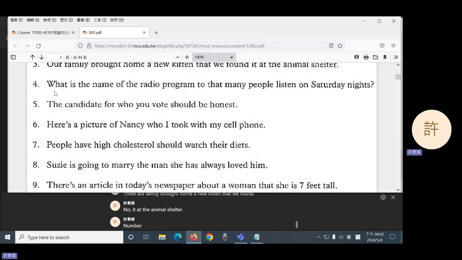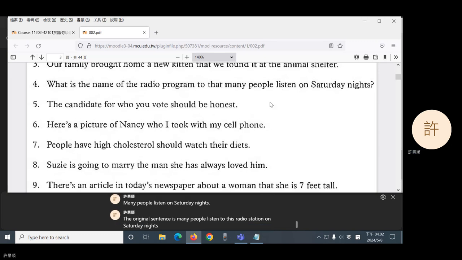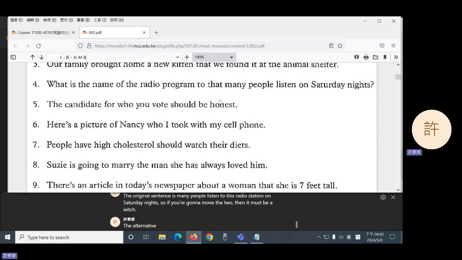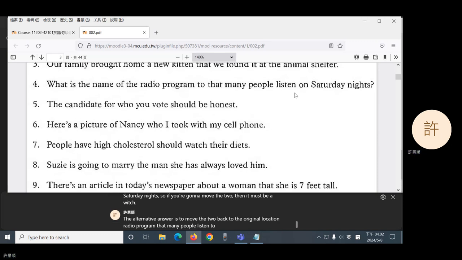Number four, what is the name of the radio program to which many people listen on Saturday nights? The original sentence is many people listen to this radio station on Saturday nights. So if you're gonna move the to, then it must be a which. The alternative answer is to move the to back to the original location. Radio program that many people listen to on Saturday nights.